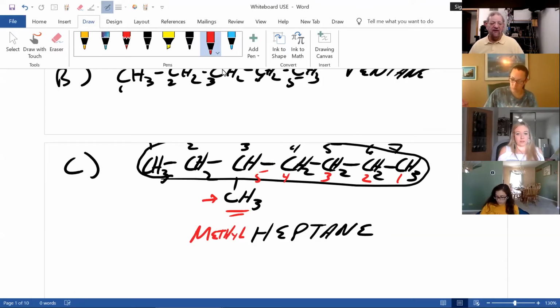notice if you start from this end, it's 3. If you start from this end, it's 5. And our IUPAC rules are you always number the alkyl groups to give them the lowest number. And I hope you all know, remember the math skills in my class are brutal. 3 is less than 5. So this would be 3-methyl heptane.